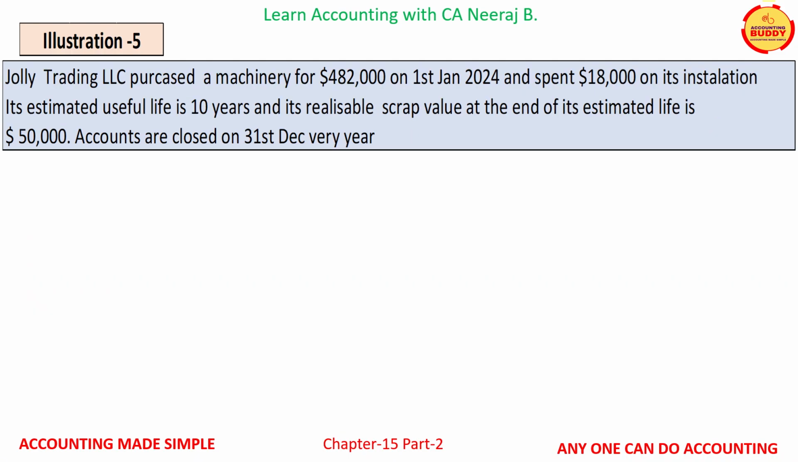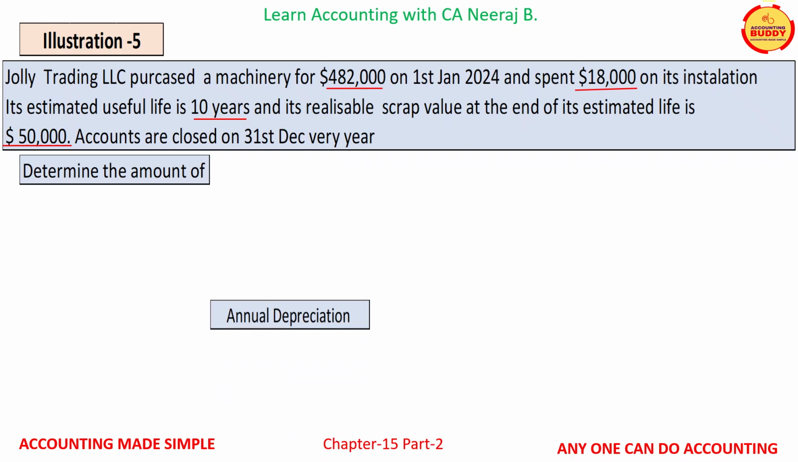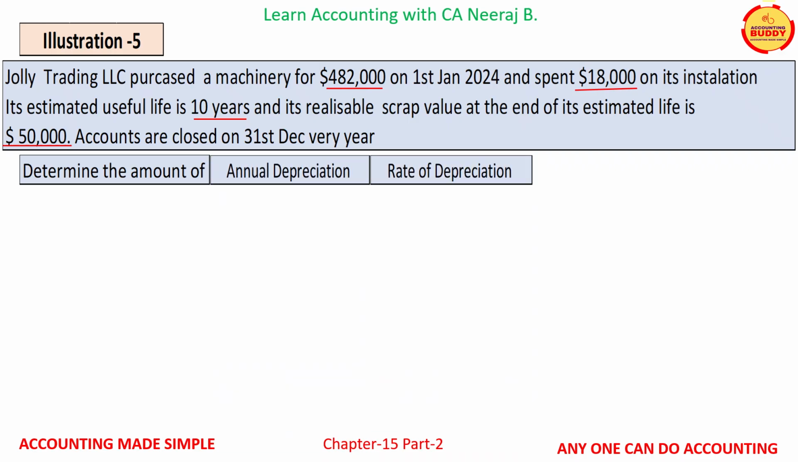Jolly Trading LLC purchased a machinery for $482,000 on 1st of January 2024 and spent $18,000 on its installation. Its estimated useful life is 10 years and its realizable scrap value at the end of its estimated life is $50,000. Accounts are closed on 31st December every year. Determine the amount of annual depreciation and the rate of depreciation under straight line method.